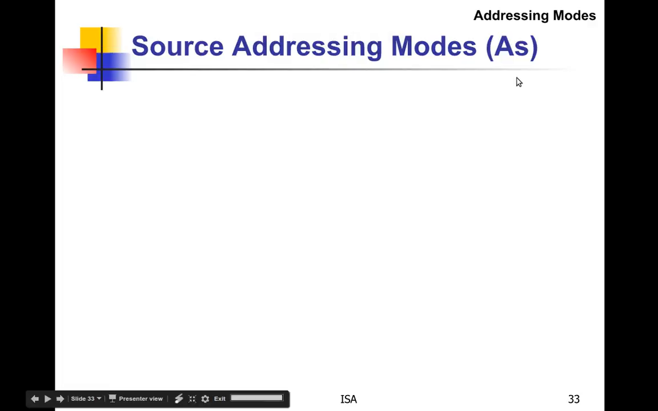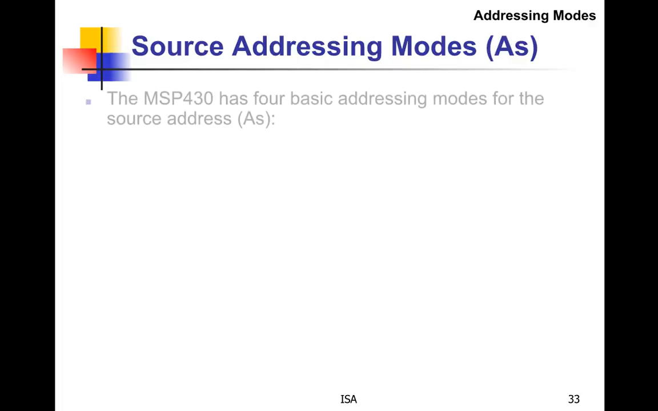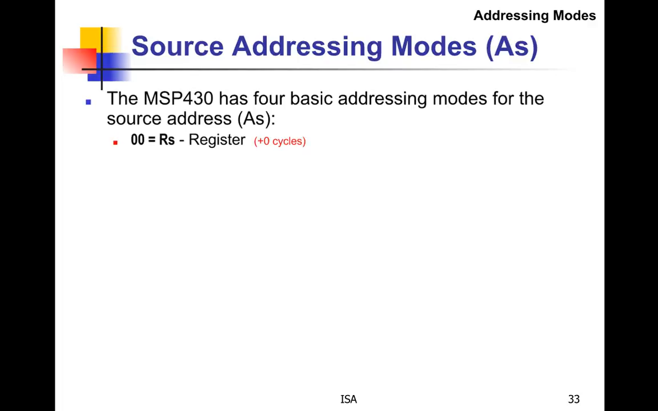Now we want to look at source addressing modes. It's denoted as AS in the machine language notes. The MSP 430 has 4 basic addressing modes for the source address. That means it's going to take 2 bits to encode that. 00 is the register, just using the register, that's the simplest.